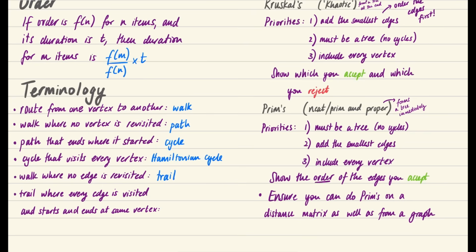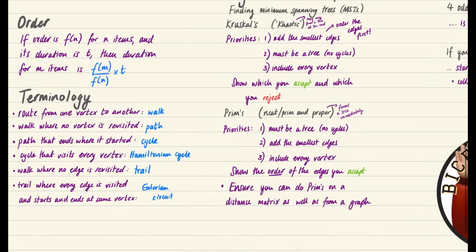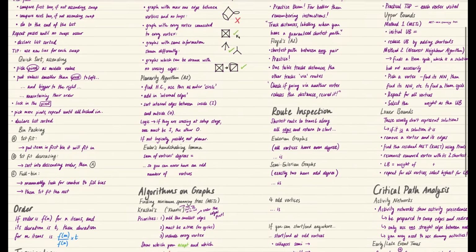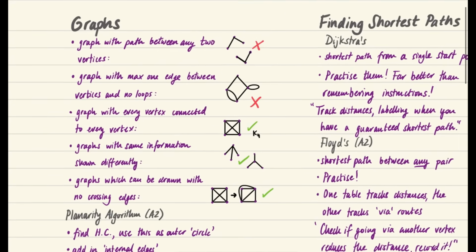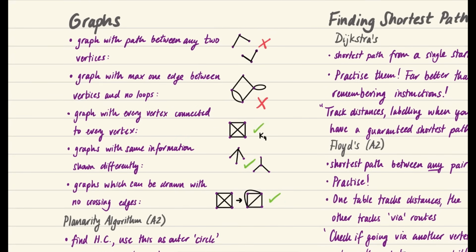And a trail where every edge is visited and starts and ends at the same vertex, that is something that is called an Eulerian circuit, and that gets brought up later on when we do some things to do with route inspection. So we'll continue with the stuff from AS with some things to do with graphs, and we've got some more terminology up here.